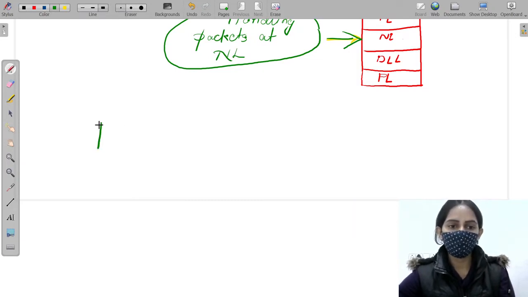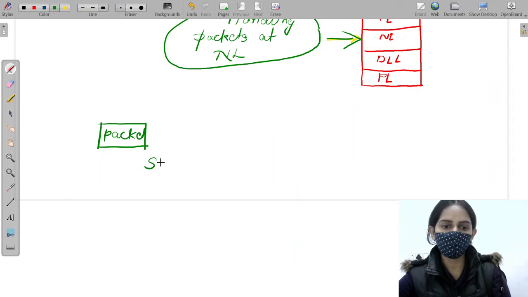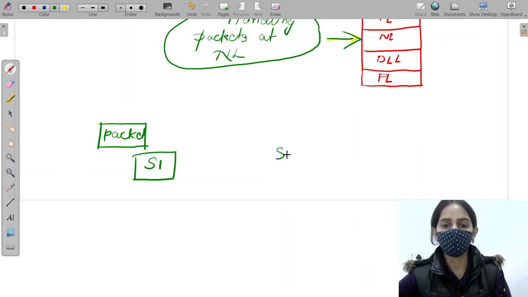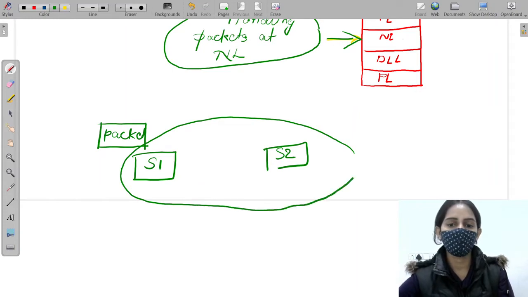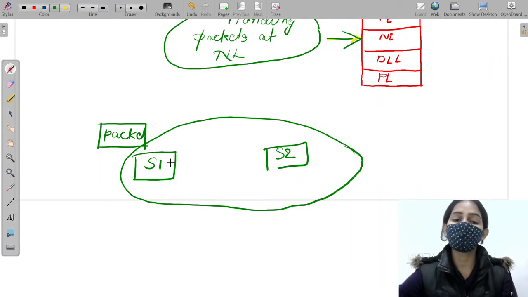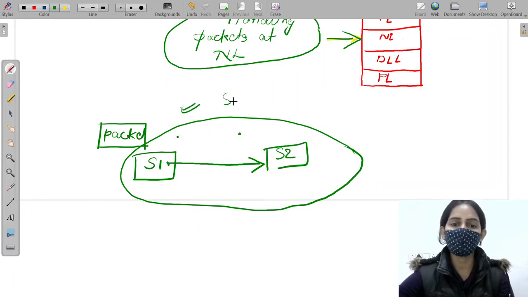Suppose you got this packet, and this is your system one, and you want to send it to system two, and you both are present in the same network. So what you can do is directly send this packet from system 1 to system 2. You can directly send it, but the case should be that you both are present in the same network.